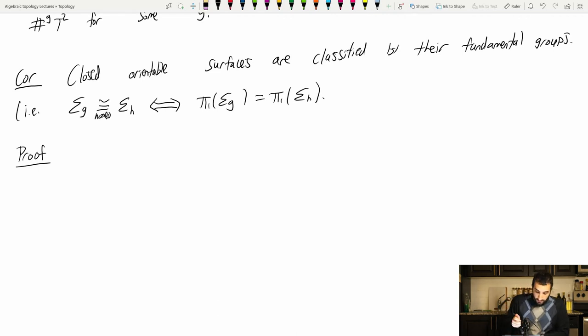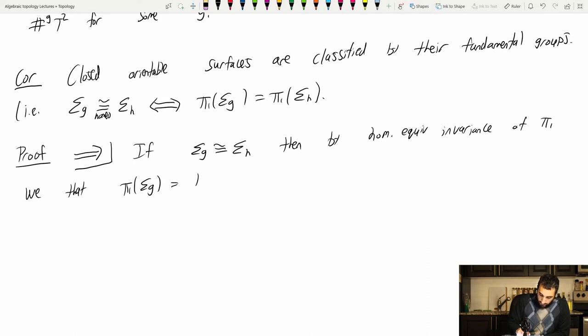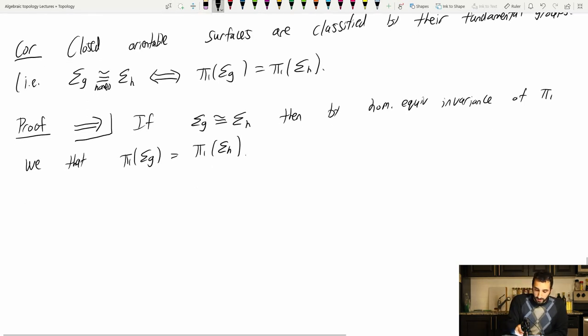So one direction is easy. And that is this direction. If my two surfaces are homeomorphic, then by the homotopy equivalence invariance of the fundamental group, we have that the fundamental group of sigma G is equal to the fundamental group of sigma H. Homeomorphism is stronger than homotopy equivalence, and we proved that the fundamental group doesn't change under homotopy equivalence. Now let's go the other way.